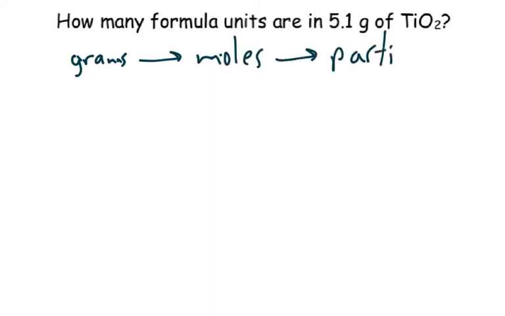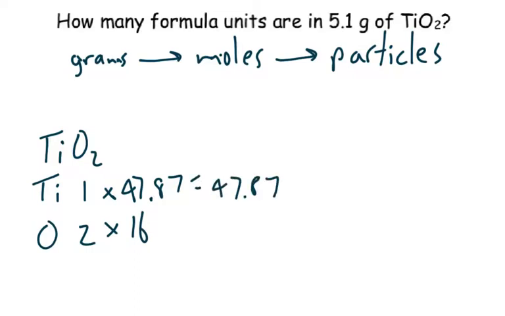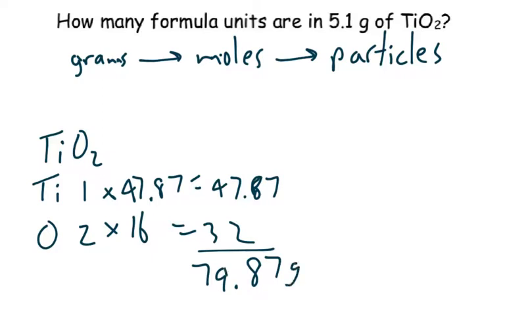So this is a two-step problem. To go from grams to moles, we've got to take the grams given and divide by the molar mass of TiO2. So we're going to have to find what that is. There's 1 titanium and there's 2 oxygens. Titanium has a molar mass of 47.87. Oxygen is 16, so this stays the same over here. This will be 47.87. This will be 32. We're going to need to add these up. So 47.87 plus 32 gives us 79.87. That's the molar mass, grams per mole.